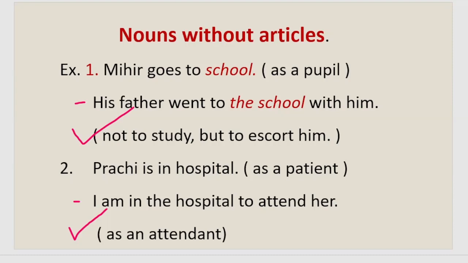Second, Prachi is in hospital. That means Prachi is a patient. The article cannot be used before hospital here. In the next sentence, I am in the hospital to attend her. Here, I am not a patient, but I am here as an attendant.